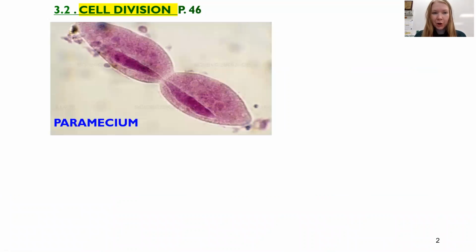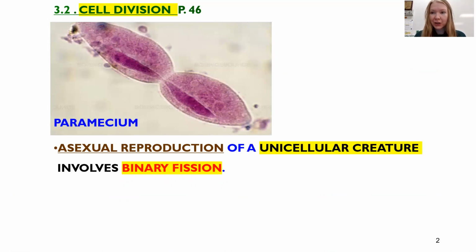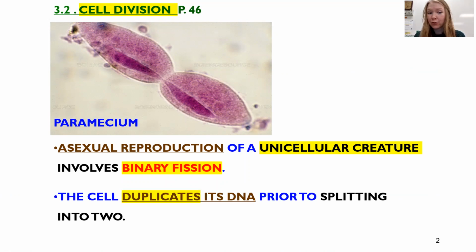If you remember from earlier on in your unit, you were learning about asexual reproduction and the different types of asexual reproduction, and how unicellular creatures used binary fission in order to duplicate their DNA prior to splitting. In the picture here, you see a paramecium, which is a unicellular creature, and it's in the midst of duplicating its DNA and splitting into two new identical cells.